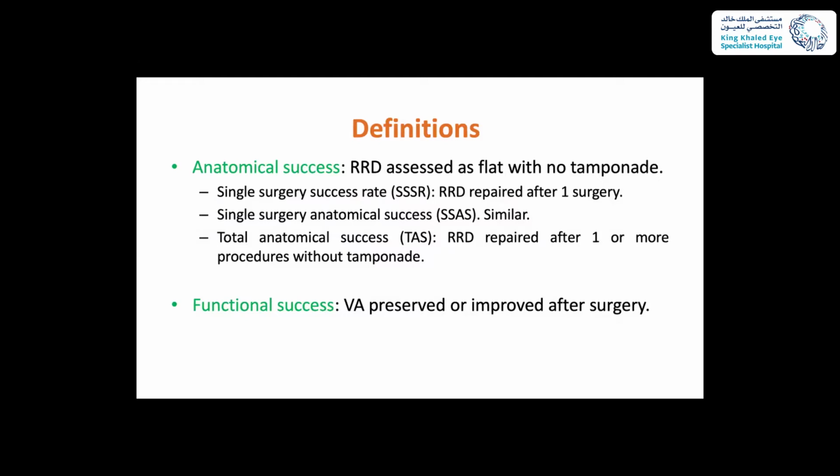There's another concept which is a little broader, because it gives a better view of the outcomes of retinal detachment surgery: the total anatomical success. We're talking about how many retinal detachments we repair after one or more procedures without tamponade. But when we talk about functional success, we talk about something completely different. Functional success means how many patients with retinal detachment have their visual acuity preserved or improved after the surgery.